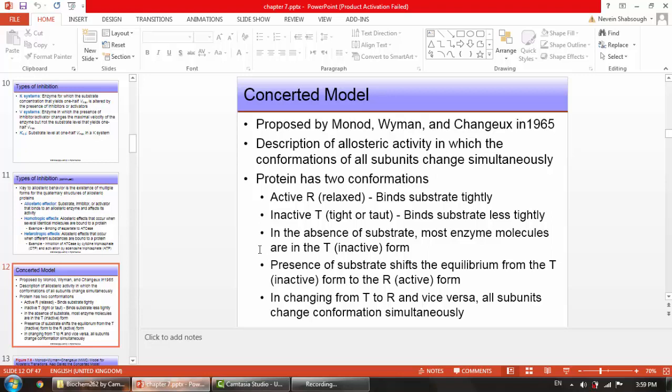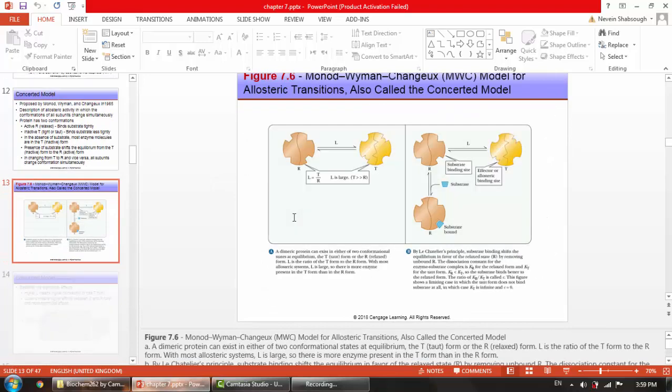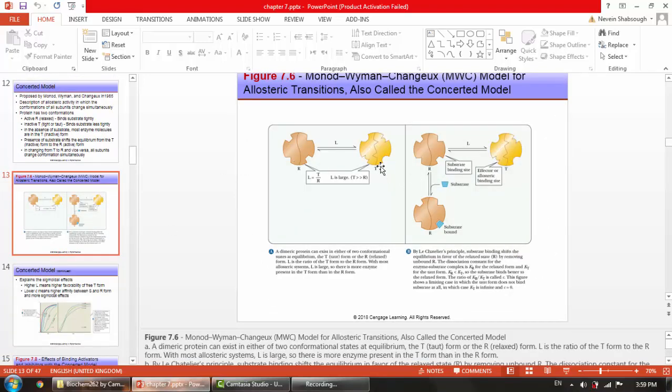Now, in this model, the protein assumes one of 2 conformations: the R conformation and the T conformation. These 2 exist in equilibrium with each other, and we define here something called L. L equals T divided by R, and L is assumed to be large. This is the case because in the absence of the substrate, most enzyme molecules are in the T state. R is for relaxed, which binds substrate tightly, and T is for tight or taut, which binds substrate less tightly.